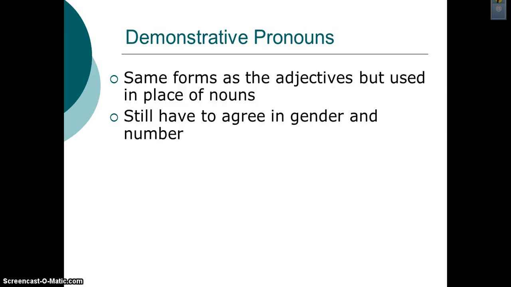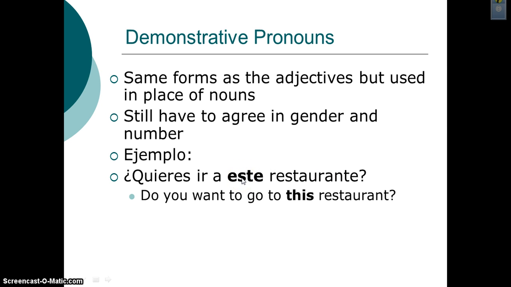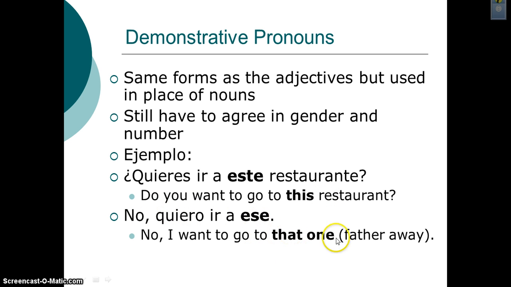They still have to agree in gender and number, and we'll look at an example. So, ¿quieres ir a este restaurante? Here we have the demonstrative adjective. Okay, so do you want to go to this restaurant? And imagine the answer, no, quiero ir a ese. So no, I want to go to that one, the one that's farther away.